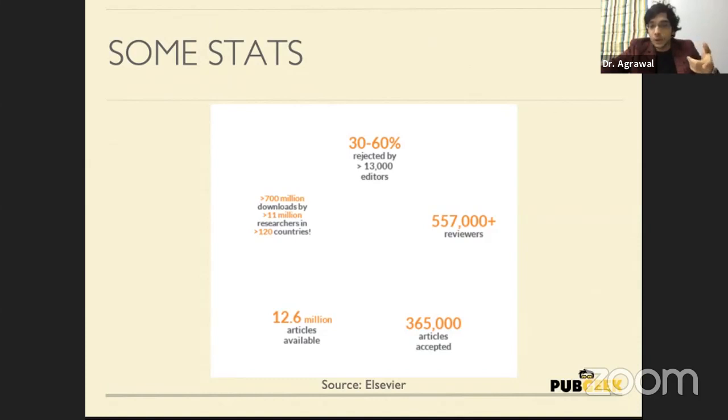So yeah, 12.6 million articles are available in Elsevier, and 365,000 articles are accepted each year, right? So it's still a lot of articles that are accepted, but just remember that 30 to 60% are rejected by the editors themselves. And editors will also take a week or two to give you an answer that, okay, hey, you just don't meet our guidelines, we're not going to send it for peer review, and it's just going to be rejected. Okay, so make sure that you submit to a good journal, or a journal that you really want, after reading all the instructions for authors that they have on their webpage.